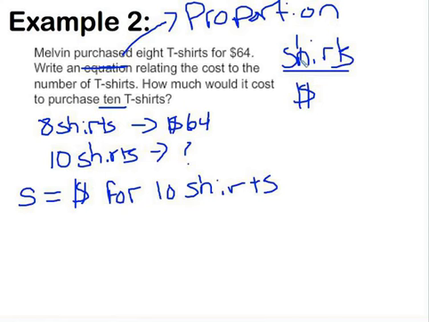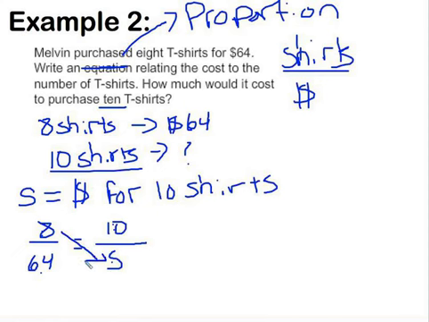So in this case, let's say that 8 over 64 is equal to, well, again, I know 10 shirts. So this time, my 10 is actually going to go in the numerator because it's going to go shirts, shirts, shirts to dollars, and I'm going to have S in the denominator because I do not know how many dollars those 10 shirts are going to cost. So we're going to cross multiply.